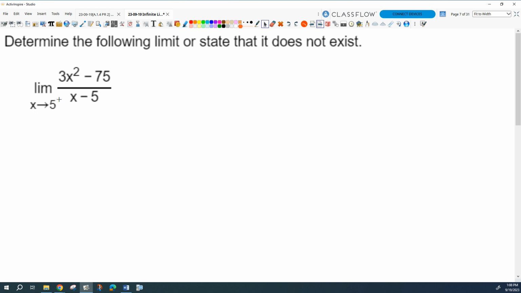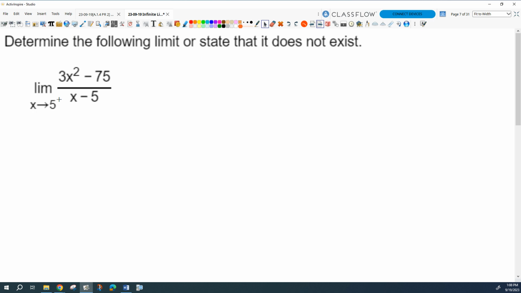Okay, how about this one? If I try to evaluate this one directly, yeah, this one I do get 0 over 0, don't I? Does everybody agree? I'm going to get 3 times 25, 75, right? So this is more work. We need some more work here. What's more work look like?